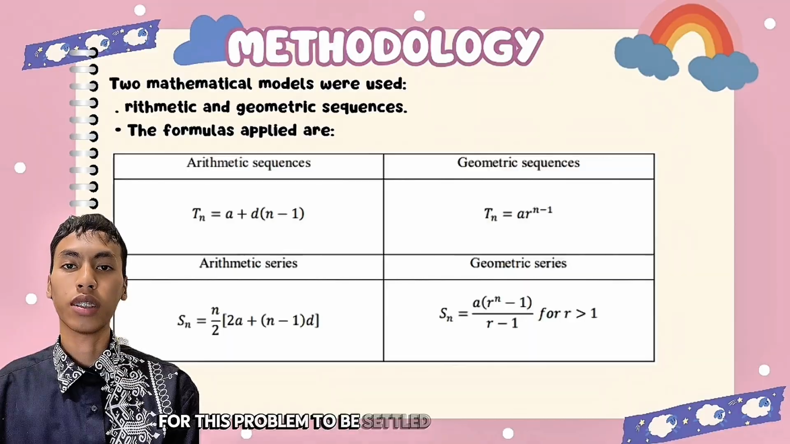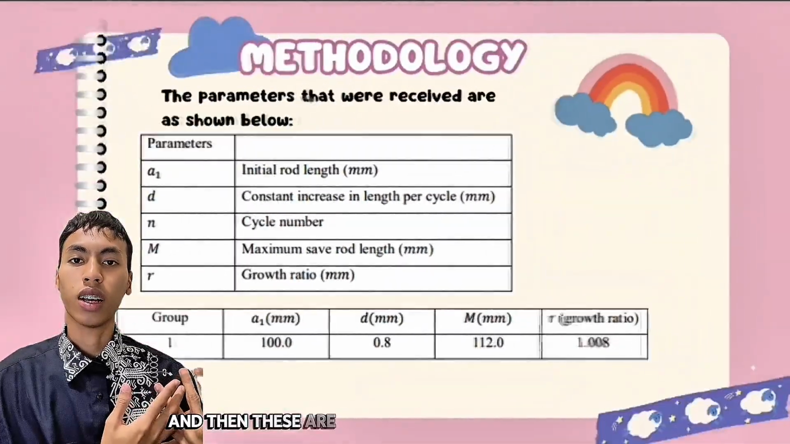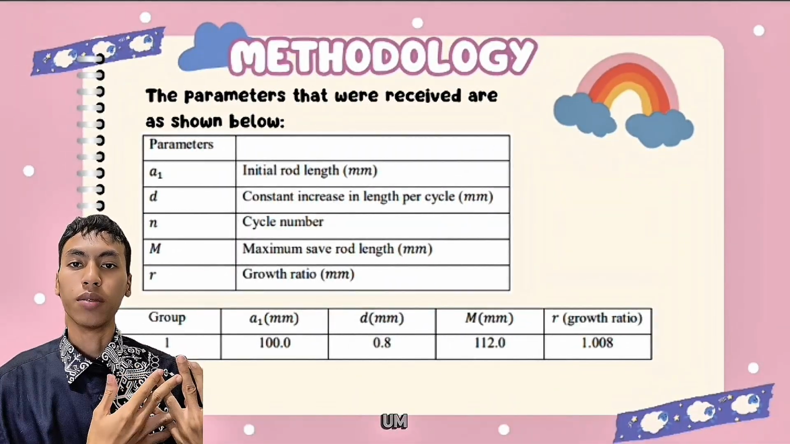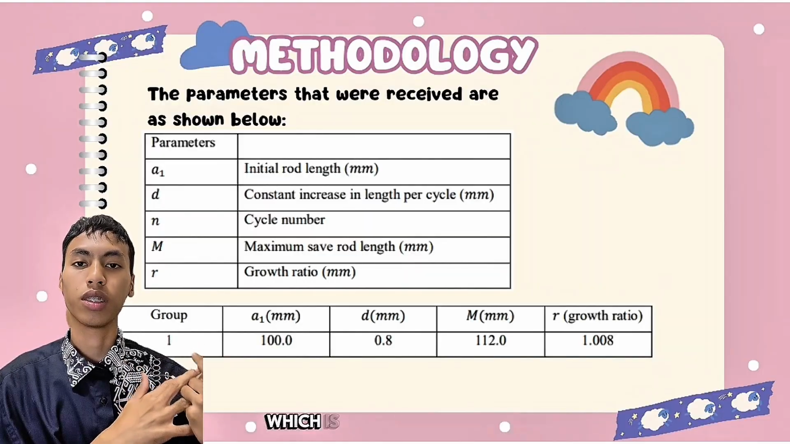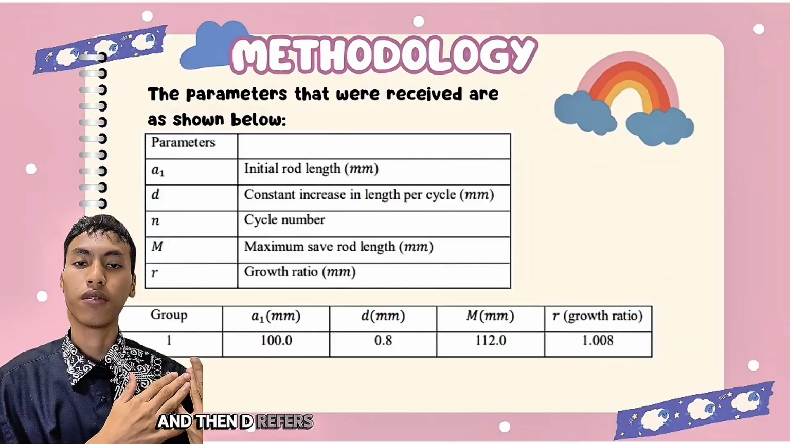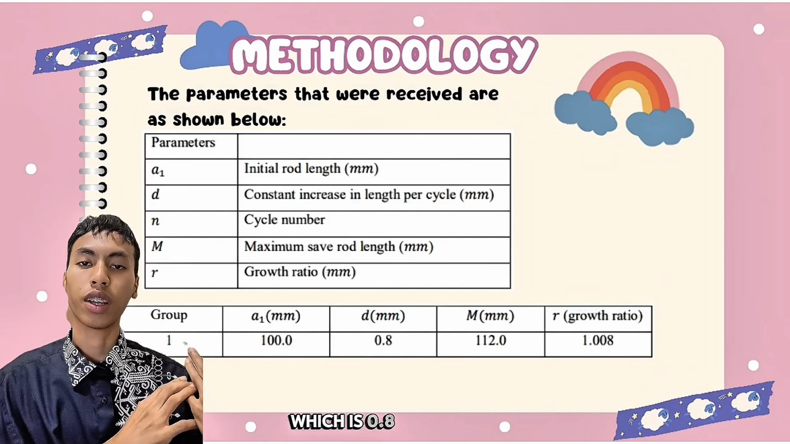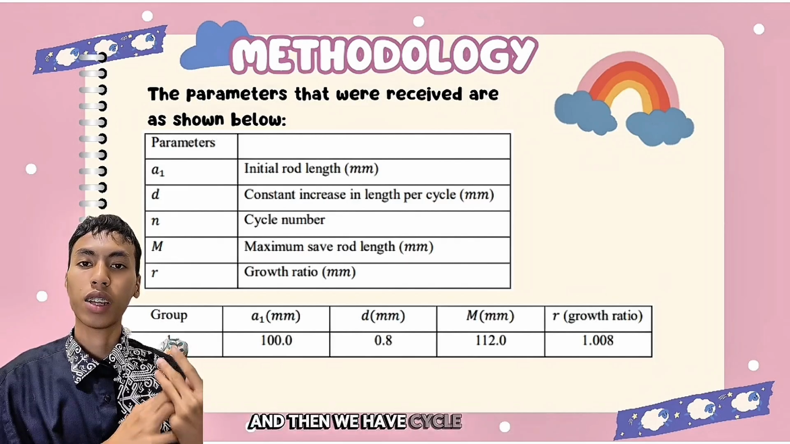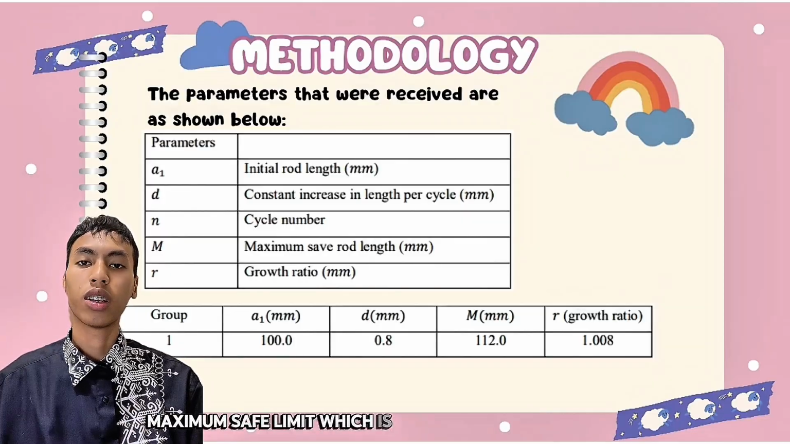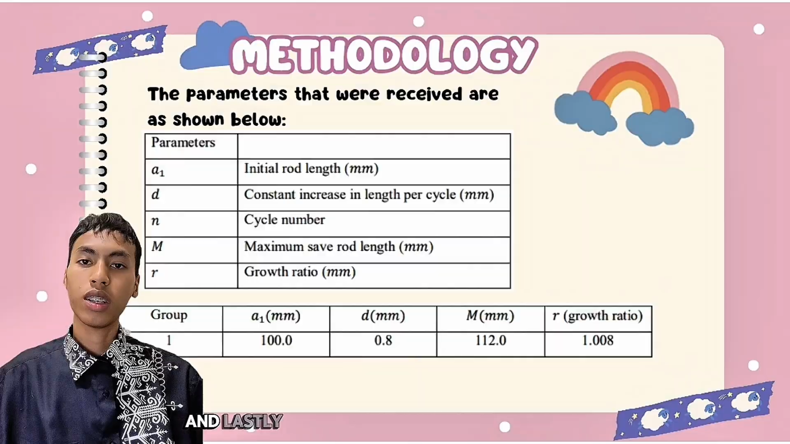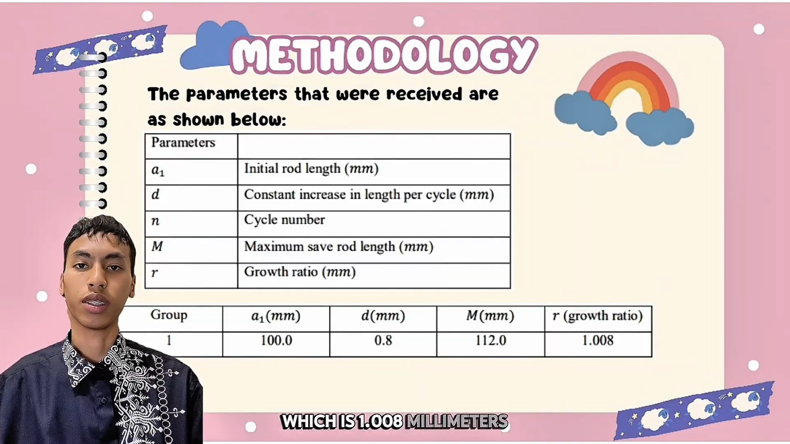To solve this problem, we found 4 formulas that are suitable for this problem, which are shown here. Then these are the parameters that we receive. A1 refers to the initial rod length, which is 100 mm, and D refers to the constant increase every cycle, which is 0.8 mm, and then we have cycle numbers, and then we have the maximum safe limit, which is 112 mm. And lastly, we have R, which is the growth ratio, which is 1.008.